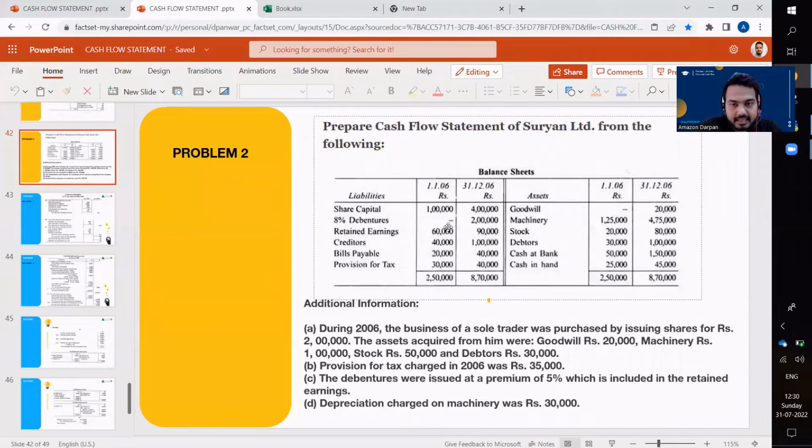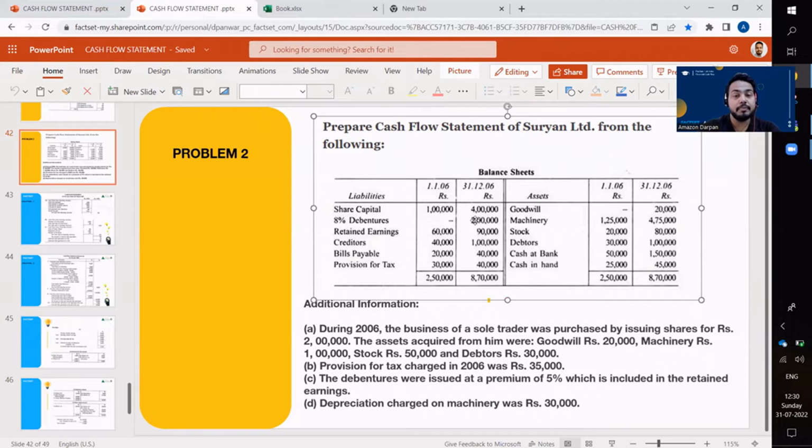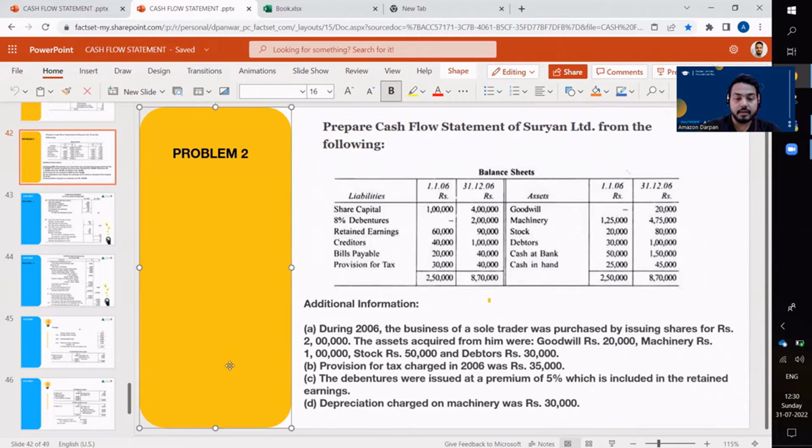So we'll look at the balance sheet quickly. If we see there is one column, 8% debentures, and the opening balance is 0 and the closing balance is 2 lakh, what do you understand by that? We understand that in the start of the year there was nothing, and now it's 2 lakh, which means that a total of 2 lakh rupees of debentures were raised, right? So we got our amount from here.